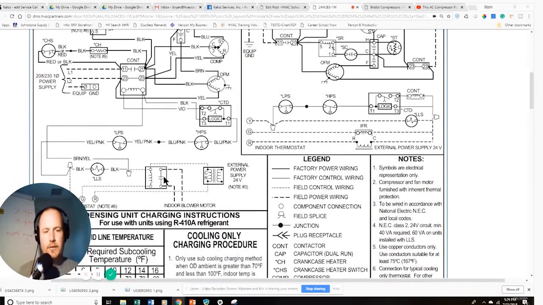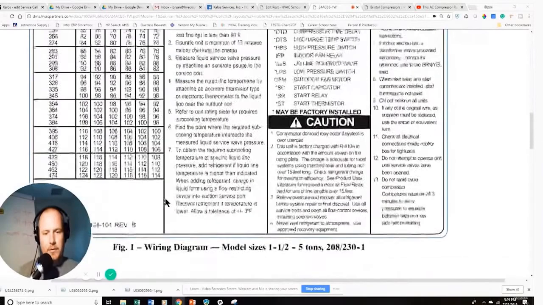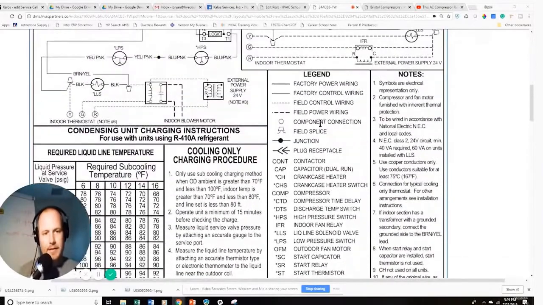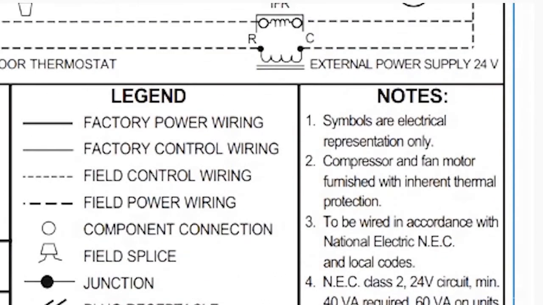So the first thing is, whenever I look at a new diagram, I look at the whole thing, because I want to see what all is in it. And I tend to focus on the notes and the legend first, just to see if there's anything that I need to know about this that's going to be special. These are all pretty standard things.